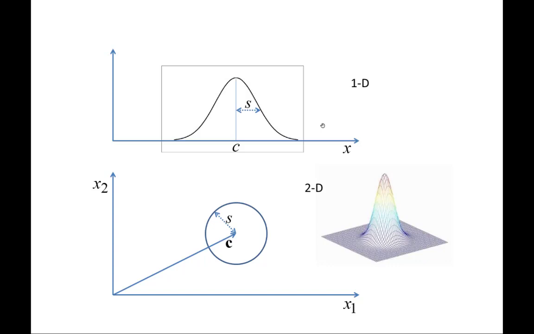And in 2 dimensions, it looks similar. So this was x and y. This is now x1 and x2. So we can plot y. Y would be perpendicular to the plane. So we have a vector C.